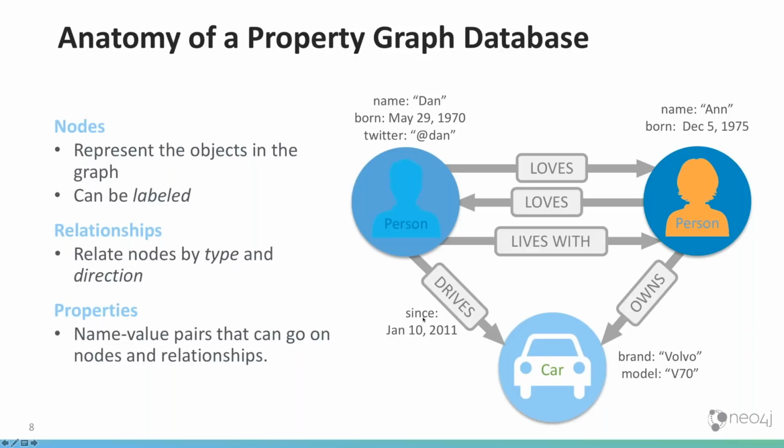And we can see as well, there's a property on this relationship. So Dan drives the Volvo that Anne owns, and he has driven it since January 10th, 2011. So those few components give us all the tools we need to be able to build a really complex and expressive graph data model, which we'll get into in a bit.